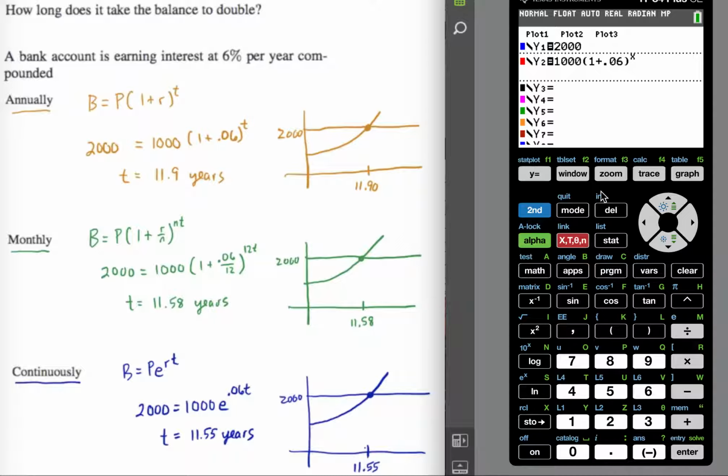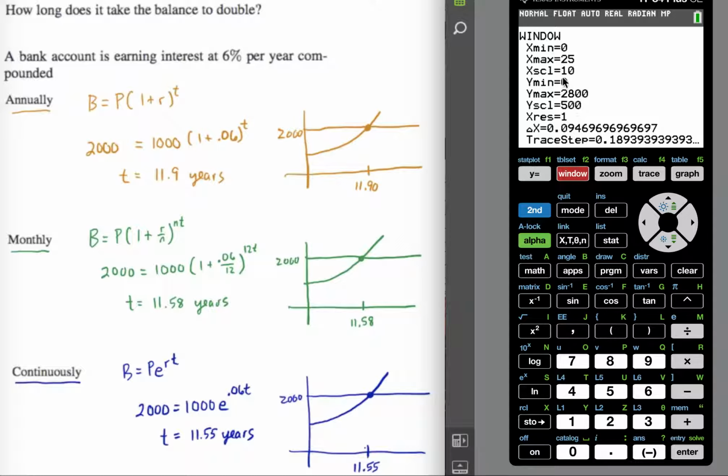Now I'm going to graph this, and so I'm going to set the window. My window for the x, the time in years, will be 0 to 25 years. Most things should double within 25 years. Then if I look at the graph that I'm going to create, the left-hand side, which is 2,000, is really about as high as I need to go. I'll go to 2,800 to be a little bit on the safe side, and then the y-min will be 0.